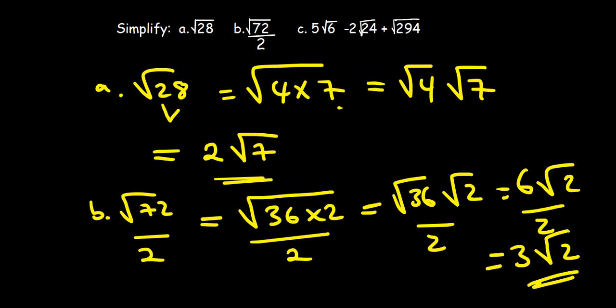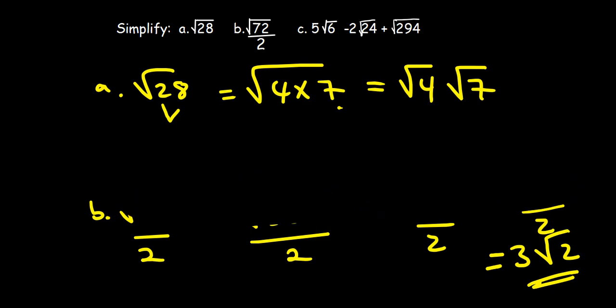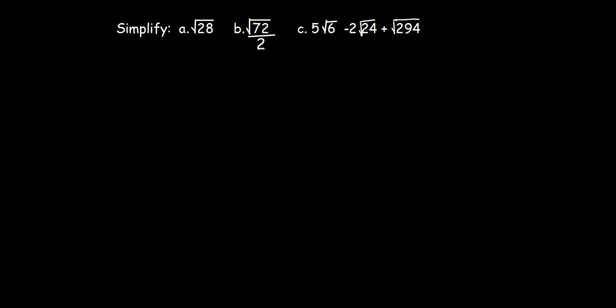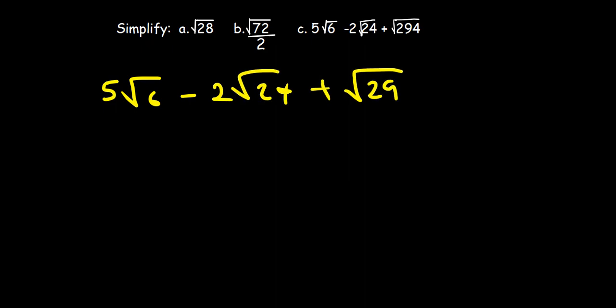Now let us work out the last one. The last one is 5 multiplied by the root of 6, minus 2 root of 24, plus root of 294. When you see such a question and inside here you see that there's already an existing root which is not a perfect square like this one here, it means even these ones would have to be in the form where they have a root of 6. So how are you going to do that?